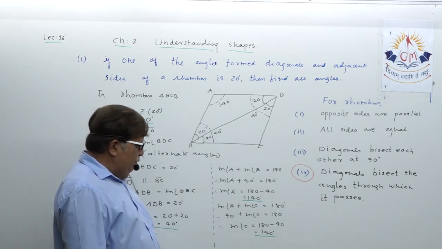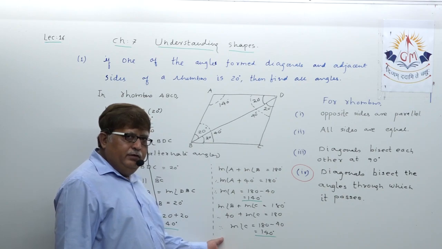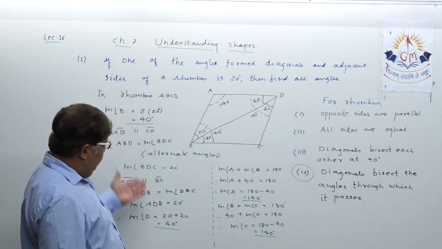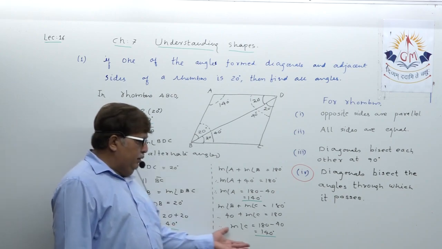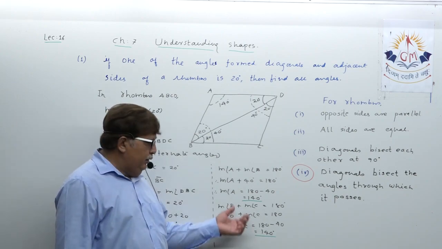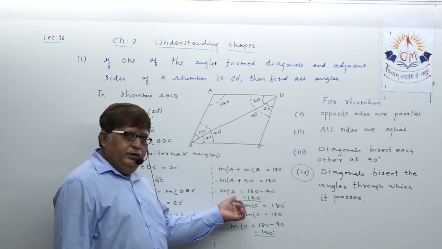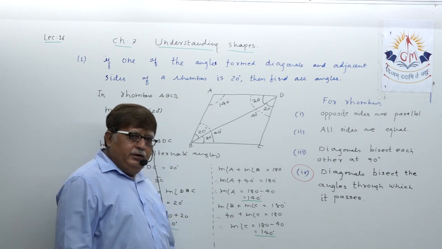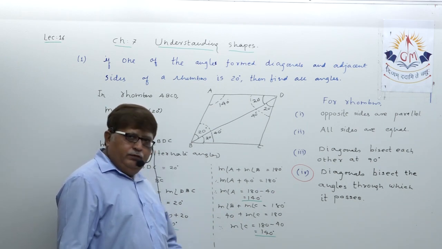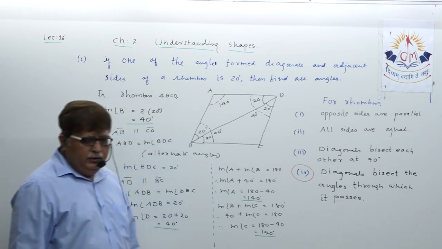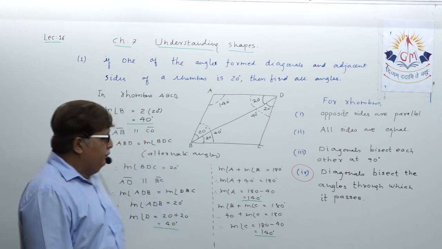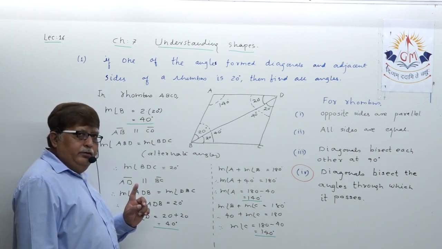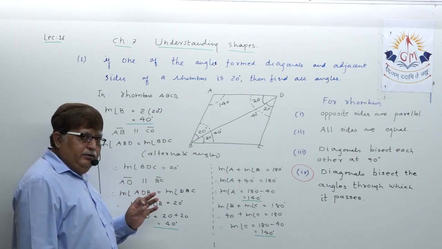Or even if you at last mention, okay, therefore measure angle B equal to 40, measure angle D equal to 40, measure angle A equal to 140, measure angle C equal to 140, then also it's okay. So this is the way we have solved this particular example.